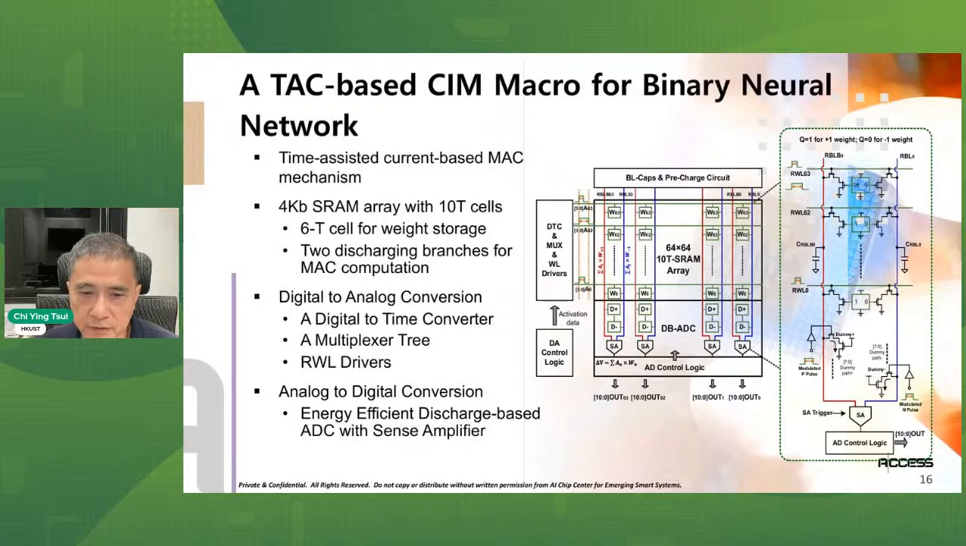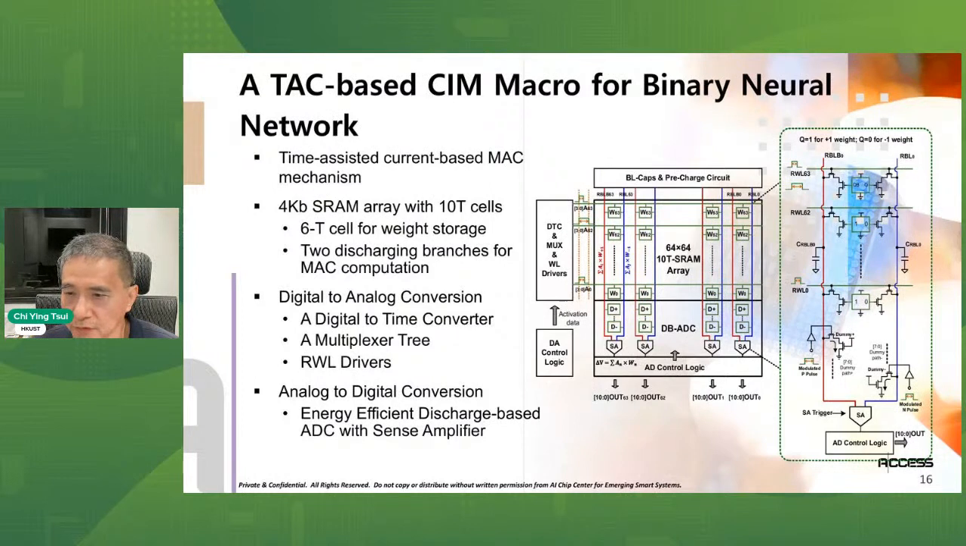And then for the AD conversion, we're using a discharge-based ADC. On the right-hand side, you can see that the upper part is the SRAM array and the lower part is the discharge ADC. After we finish accumulation, we go through the ADC process.